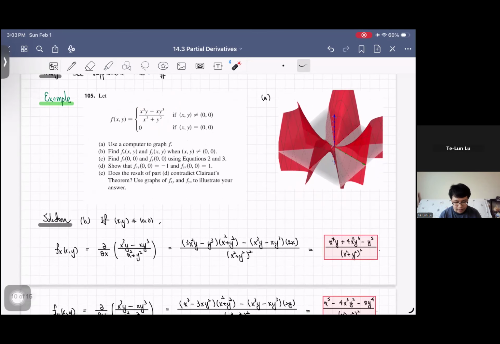Part B asks us to find the first partial derivatives, first without the origin. So this is simply algebra. I will do the first one concretely. If we're differentiating with respect to x, then we differentiate the numerator first and then the denominator, divided by the denominator squared. And after a bunch of algebra, which I again encourage you to do, it'll be this guy: (x^4 y + 4x^2 y^3 - y^5) divided by (x^2 + y^2) squared.